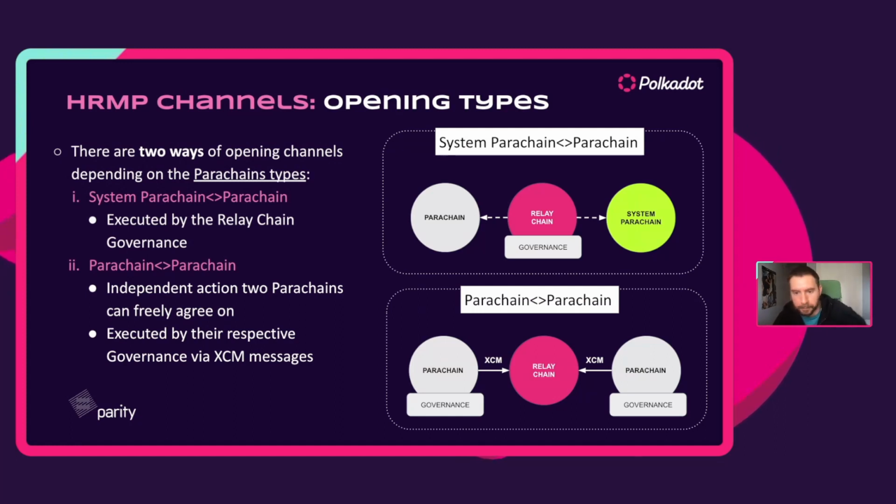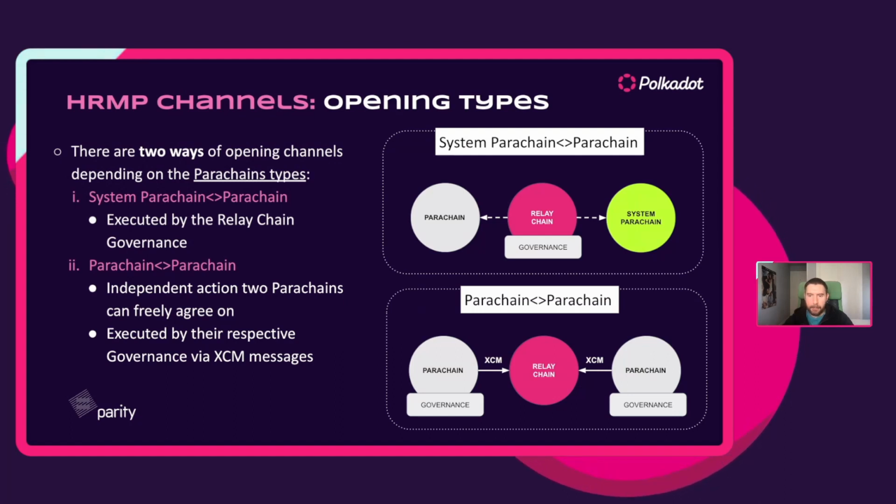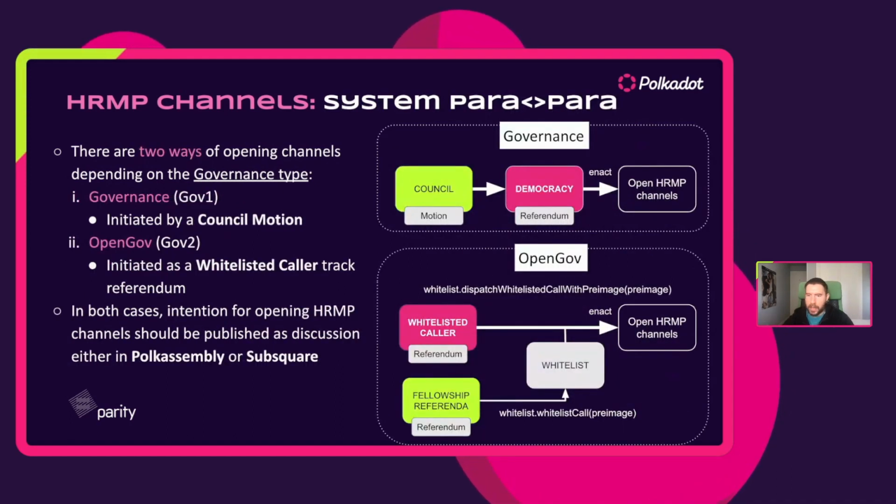So in this case, the channel will be open and initiated by each parachain through XCM message to the relay chain. System para to para. Okay, let's take a look at the first option.